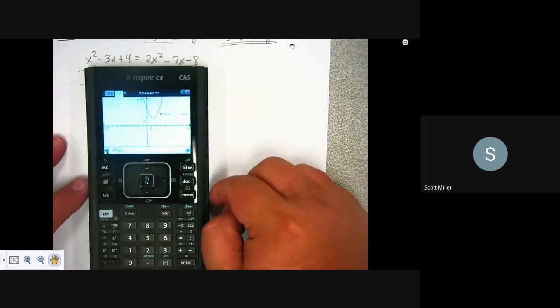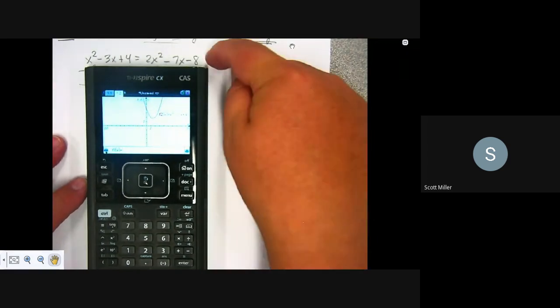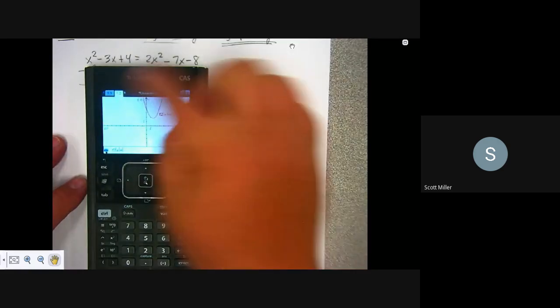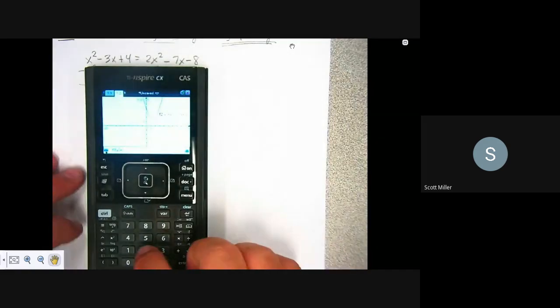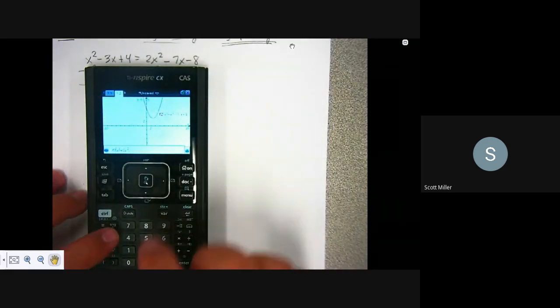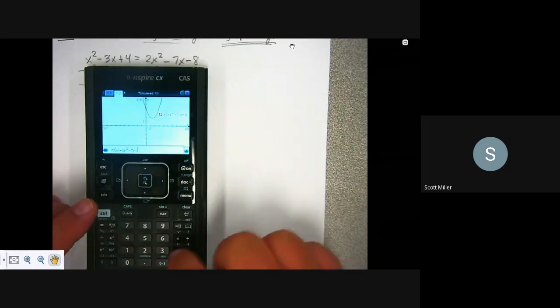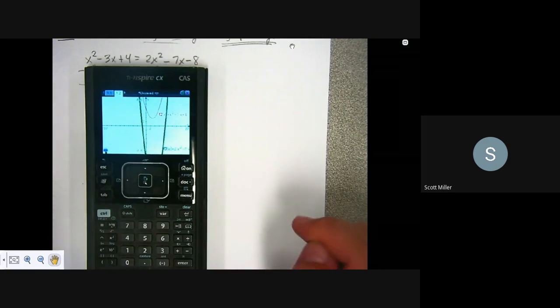And now I'm going to type in the next one. I'm going to type in the right side. The first one was the left one. Now I'm doing the right one. I'm going to type 2x squared minus 7x minus 8, and I'm going to graph that one. And so there we go.